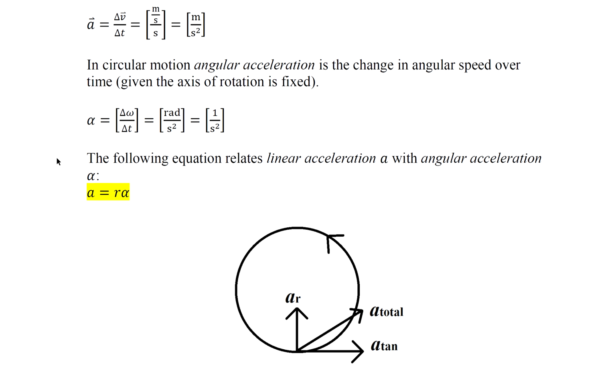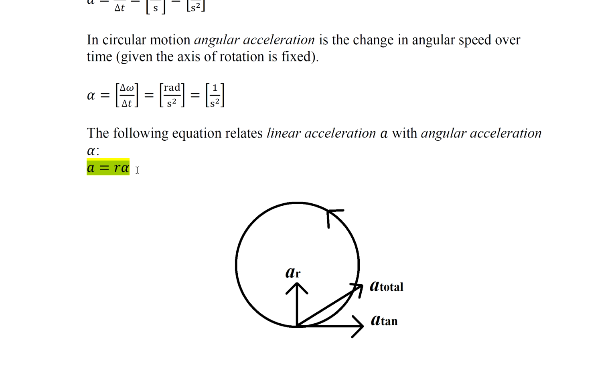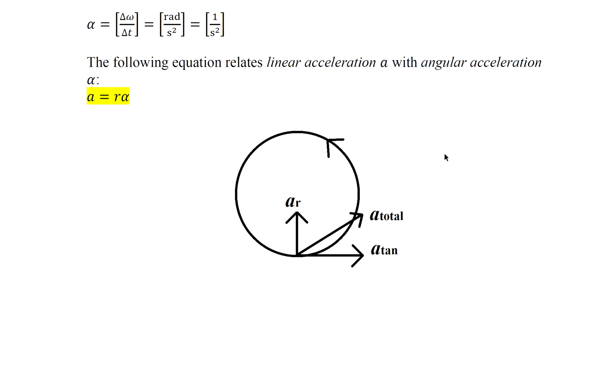So this equation relates linear acceleration with angular acceleration. a equals r alpha. So a is linear, meters over second squared. The right is circular or angular, which is meters over second squared. r is in meters, alpha is in 1 over second squared. So the units on the left-hand side are equal to the units on the right-hand side. So radial acceleration is towards the middle, tangential acceleration is 90 degrees, and the total acceleration, you could see, is when you sum up the two.